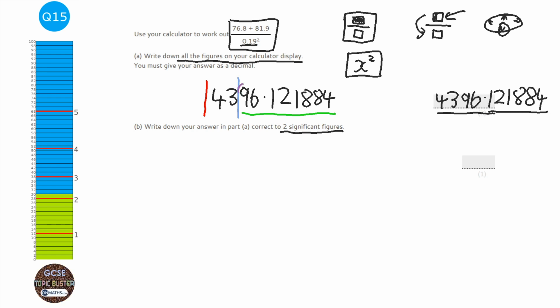Now, this number here, the 9, is what we call a decider number. That number is going to go. That 9 is gone. Okay? But before it goes, we need to see whether it is 5 or more or 4 or less. If it's 5 or more, it pushes that 3 up to a 4.